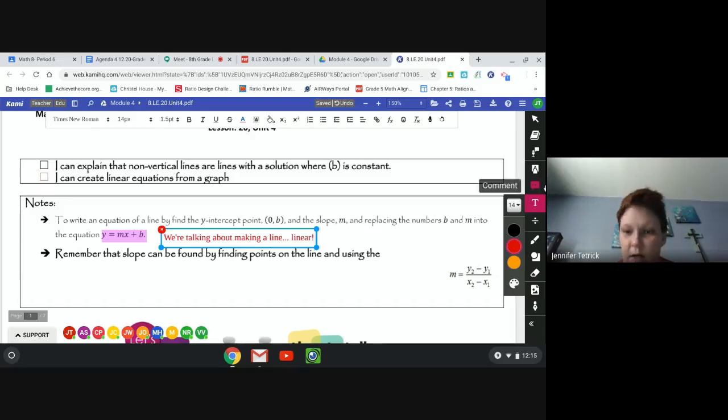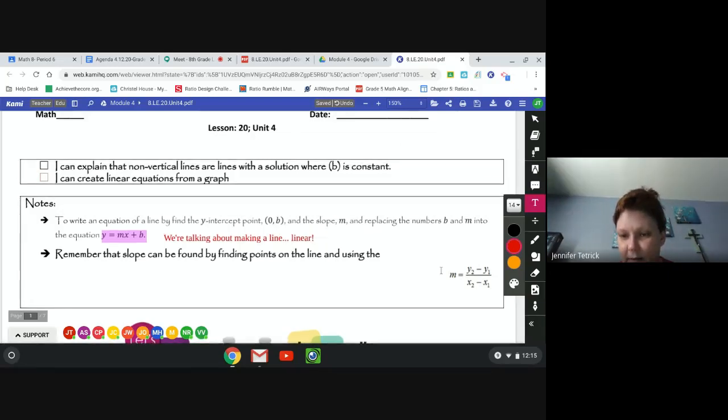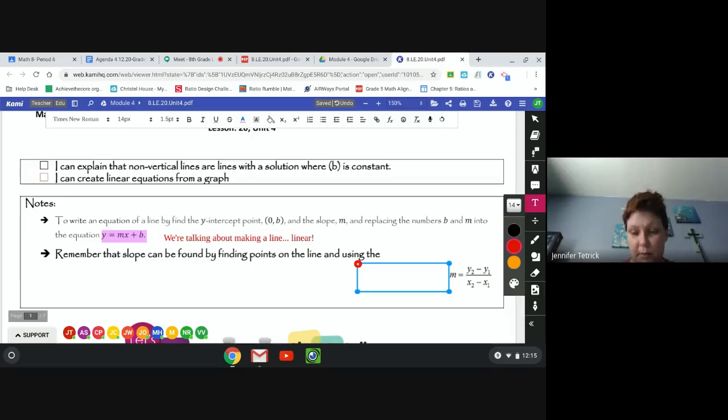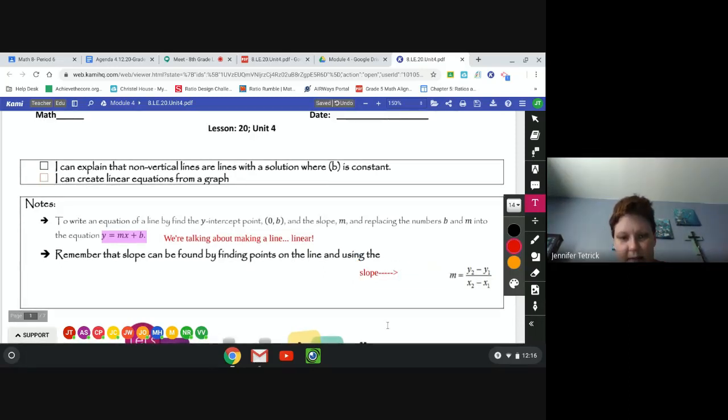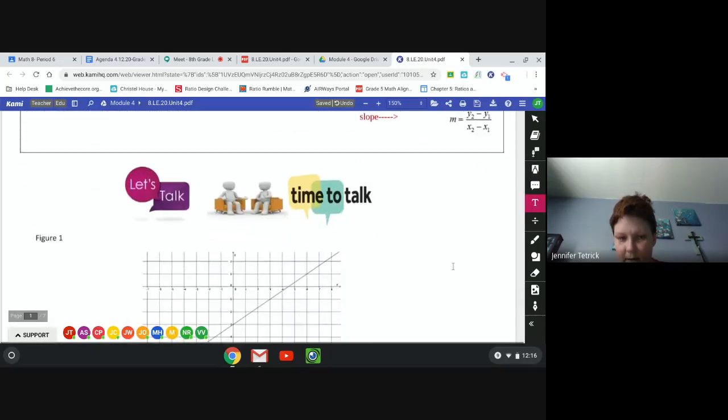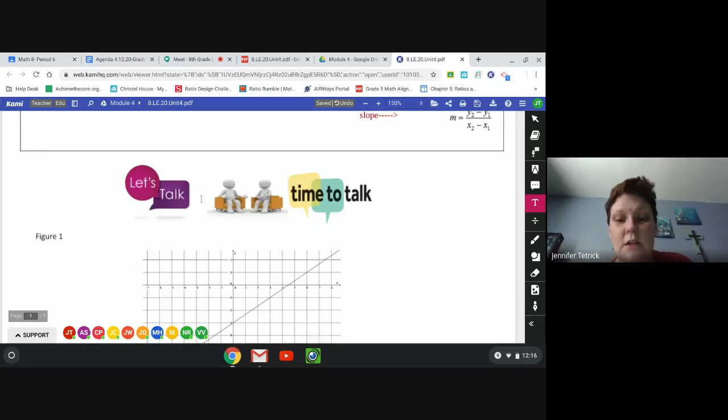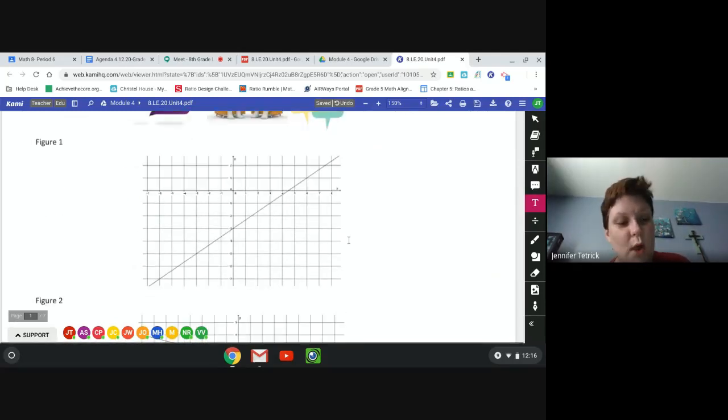Okay. One thing I need to go back to is that we're going to be working with slope again. So slope. We're going to need this, but we're also going to need something else today. But before we get to that, let's look at this. It says, talk time.